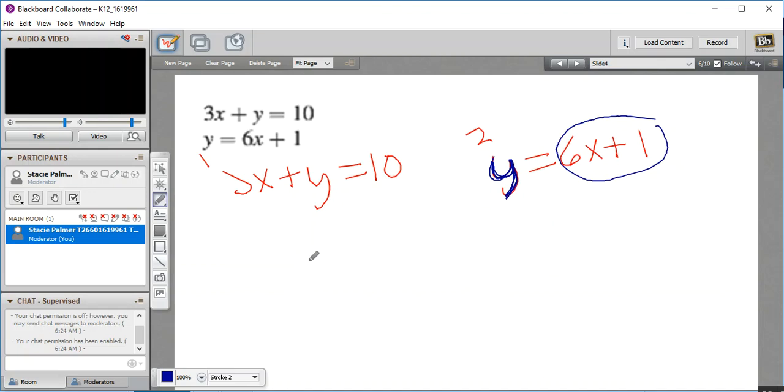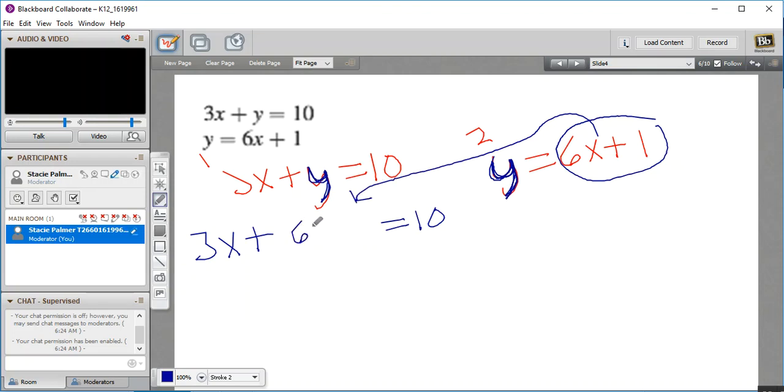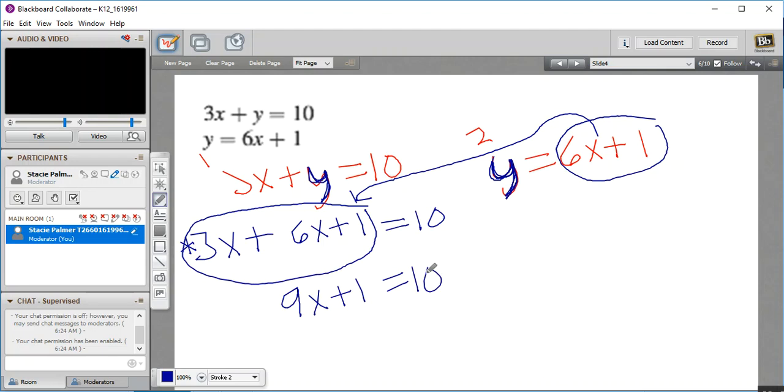So we're going to use that information and make a substitution into the first equation so that we have an equation with just one variable we can solve. We take equation number 1 and write it just like it is, but instead of this y right here, we plug in our 6x plus 1. Now we have an equation that just has an x, so we can solve it for the x. Let's simplify this left side by combining the 3x and 6x. We can make that 9x plus 1 equals 10.